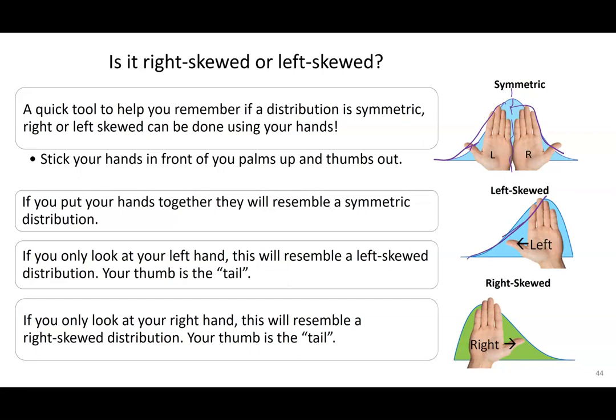If the tail is on the left-hand side, it's left skewed. On the right, it's right skewed. A lot of times I've seen, even during exams, people hold their hands out in front of themselves. Totally acceptable. It might be a nerdy way to remember this, but it's a way to remember. So I welcome you to it.